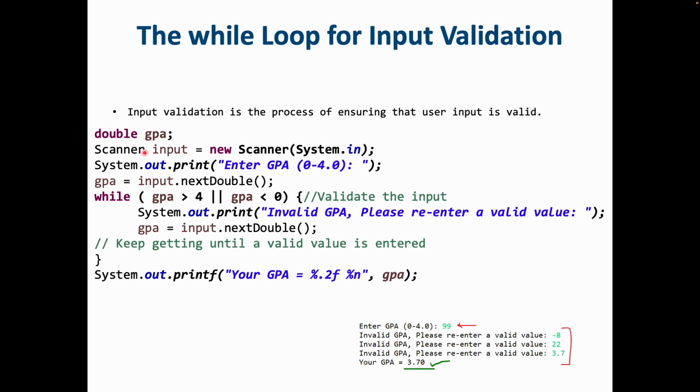So this example also provides this. We would like to have the users enter their GPA, so we keep the GPA as a double value.